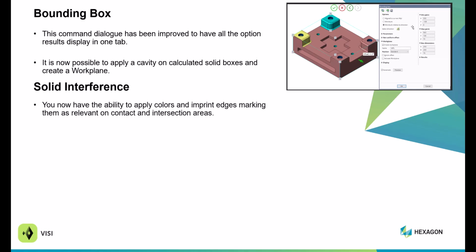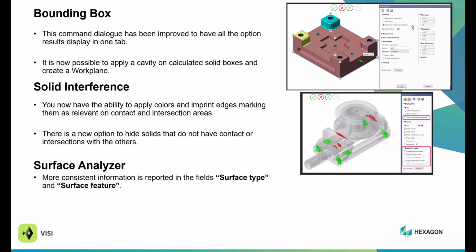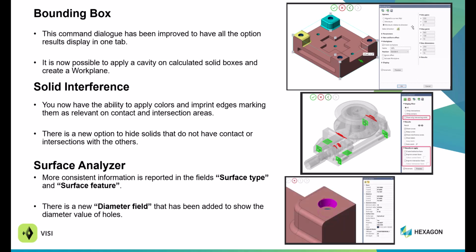Within solid interference, you now have the ability to apply a color and imprint edges, marking them as relevant for any contacts and intersection areas. There's a new option called hide solids that do not have contact with any parts or intersections with one another. Inside the surface analyzer, you have more consistent information portrayed within the surface type and surface features. There's a new dynamic field that has been added to show diameter values for holes.